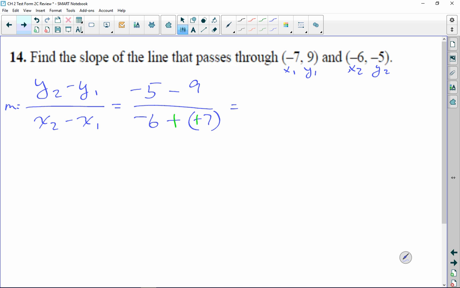What's the negative 5 combined with negative 9? Negative 14. And then negative 6 combined with positive 7. Those will be on the test too. Really should be pretty easy. You can just plug that in the calculator.